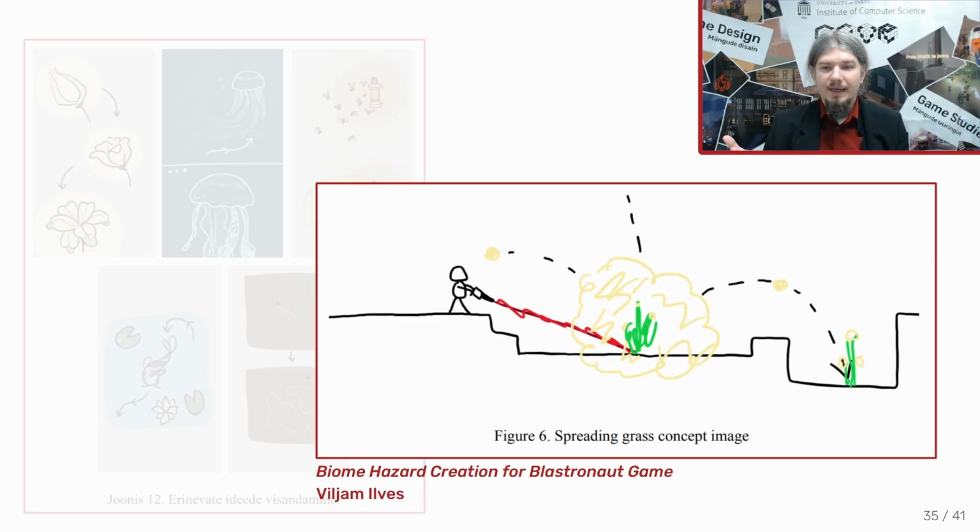Or, for example, here, this is from a thesis where the Plastronaut game's user flow needed to be improved. And this was one of the potential improvements. So this is just a regular sketch. So you have your character, they're shooting a laser to a plant, and new plants spawn at the new locations. So this is this spreading grass concept image. And again, it's very important that you save this image and include it in your thesis as part of your work progress.